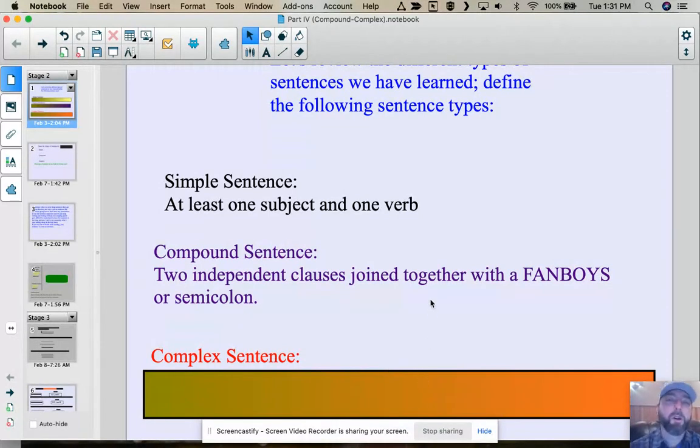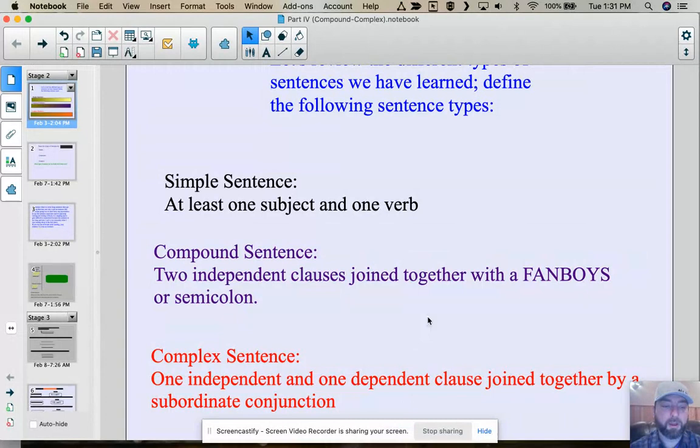And finally, we just learned about complex sentences. So what is a complex sentence? It's one independent and one dependent clause joined together by a subordinating conjunction. So fanboys are coordinating conjunctions, and complex sentences, the dependent clause, has the subordinating conjunction. So because, while, those types of things. Okay, and I will have that in the resources if you need to look at those subordinating conjunctions.